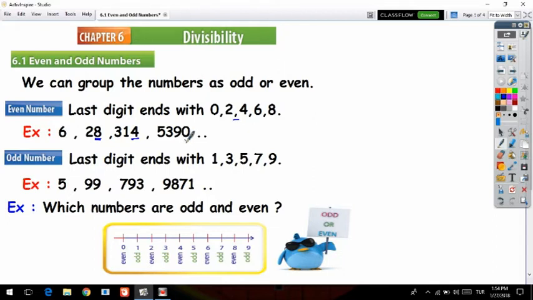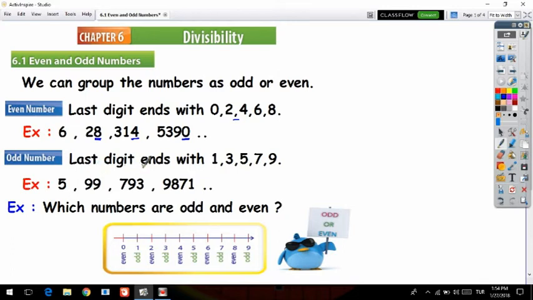Now let's look at the last example about even numbers, 5390. The last digit is 0. Is 0 between these numbers? Yes, 0 is here. Because of that, 5390 is an even number. Now let's look at odd numbers. For an odd number, you look at just the last digit.